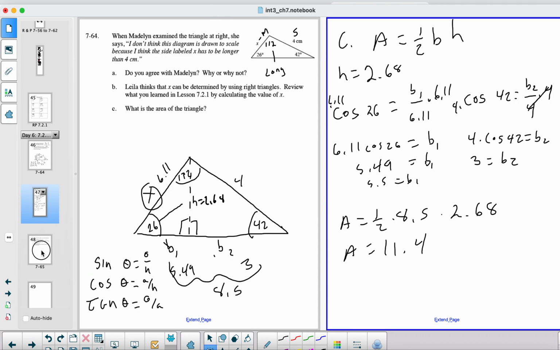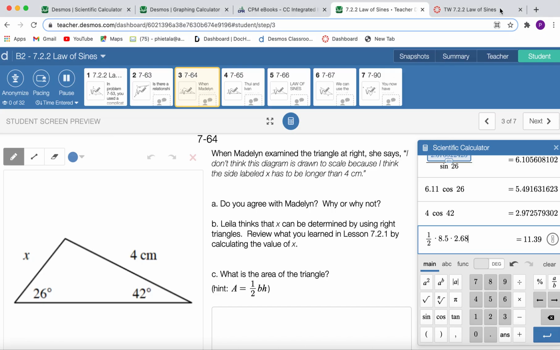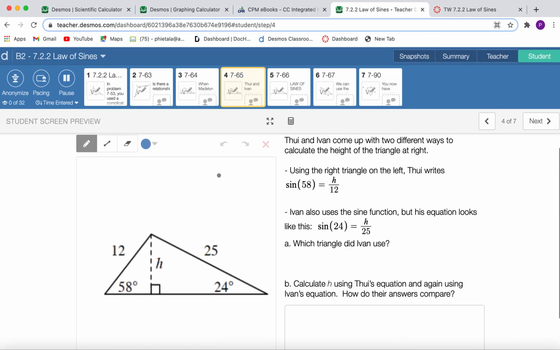Okay, let's go to 675. So this is where we're going to start figuring out the relationship of how they're equal to each other. So it says Tao and Ivan want to come up with 2 different ways to calculate the height. Okay, and you guys should have just moved on to the next slide. I'll make sure I click that over when I have to click to this side.